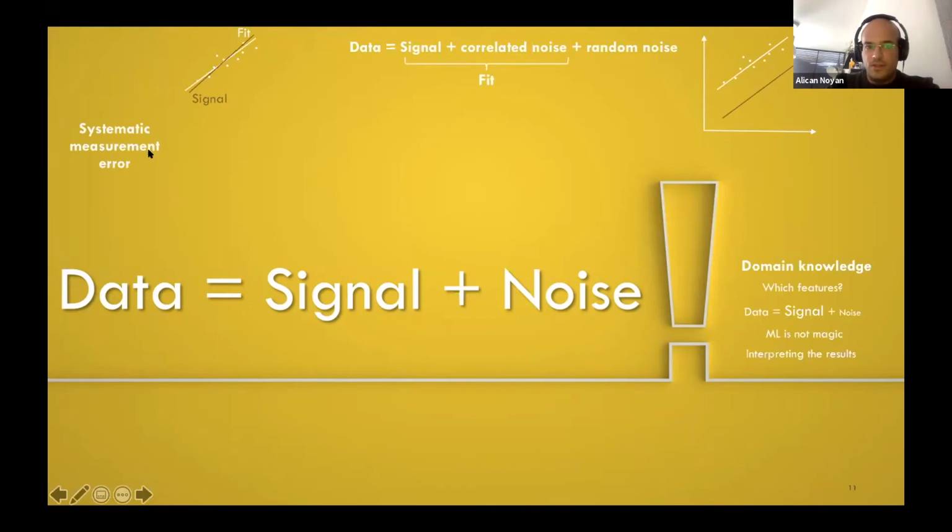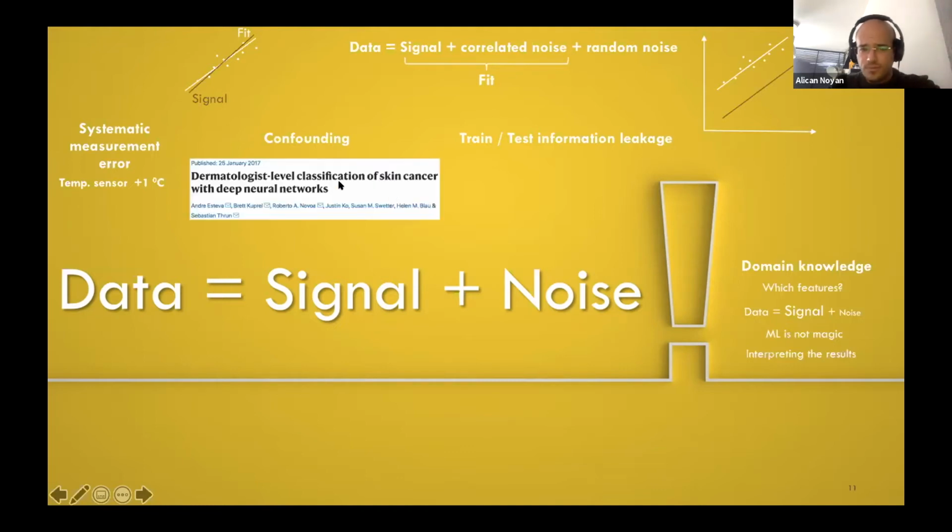If you have a systematic measurement error, if you have confounding, or if you have some kind of train-test information leakage. For example, you are measuring temperature, but if your sensor is measuring real temperature plus 1, this is the situation you have. Or confounding, it's the paper I showed.